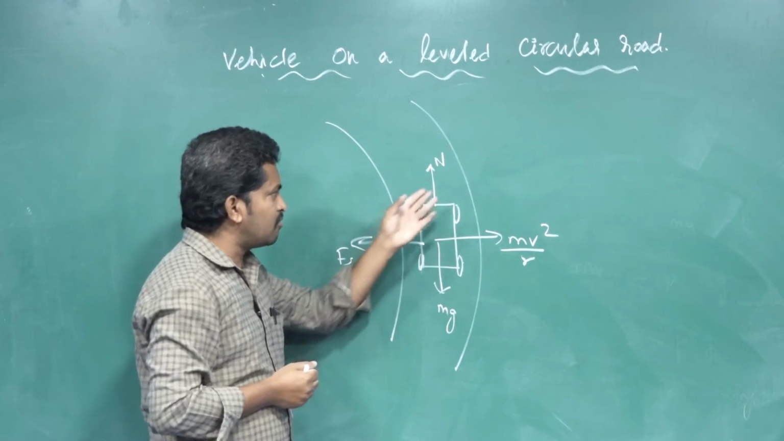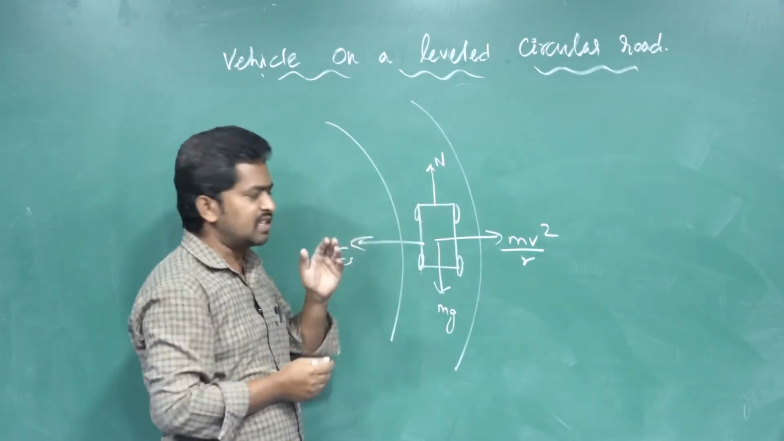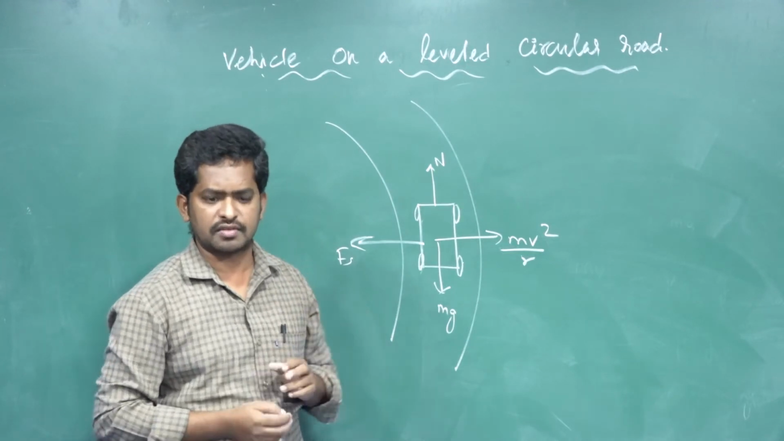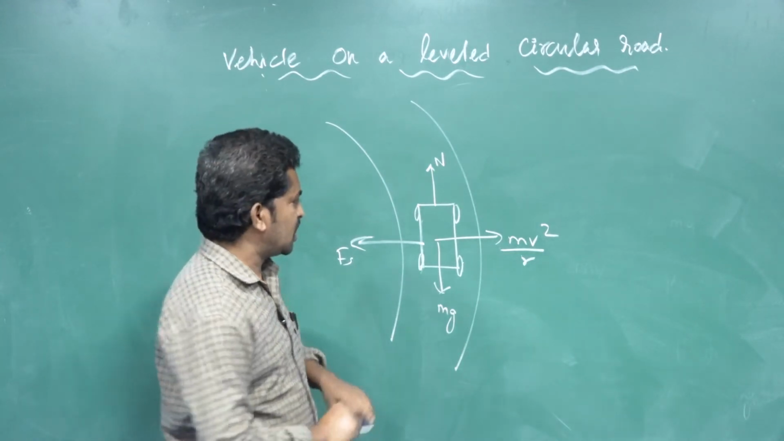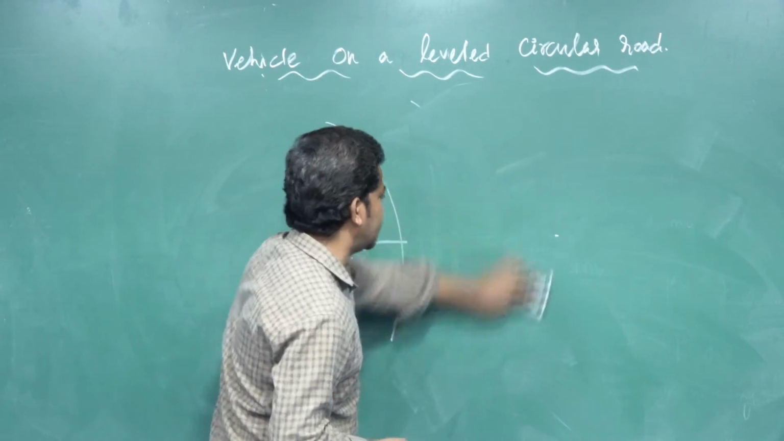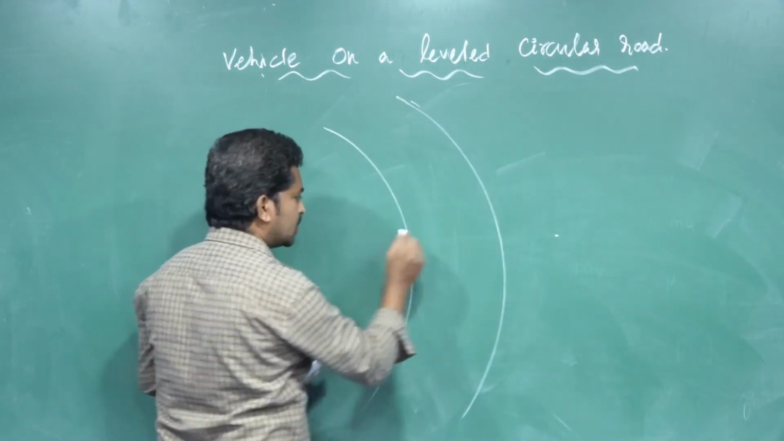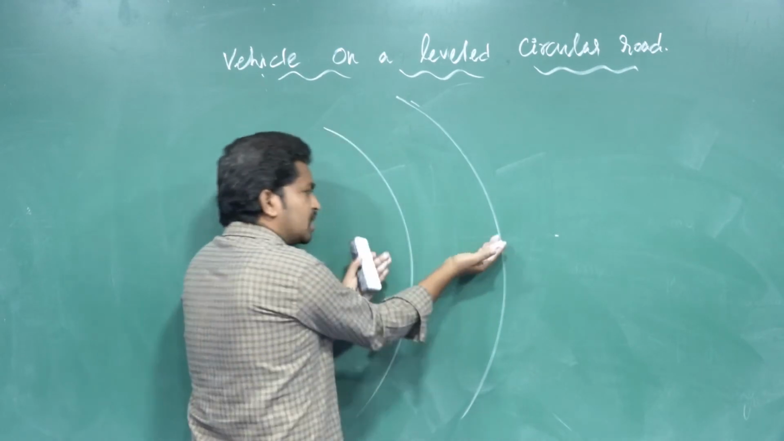When the normal force is divided, you know well the normal force always acts perpendicular to the surface. Now the banking is provided, which means the circular road is raised.